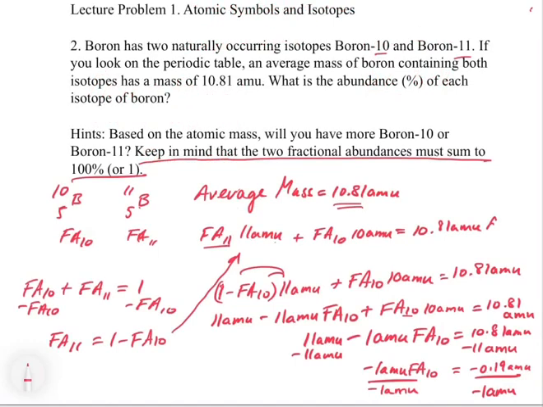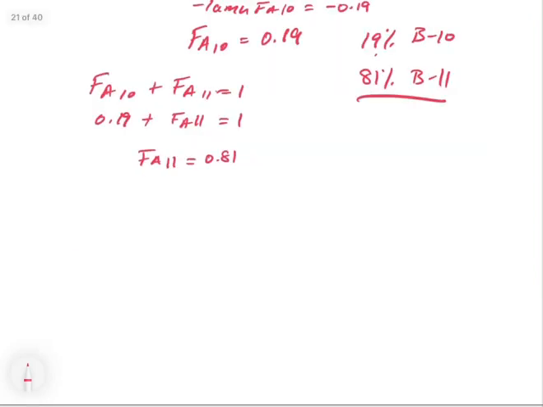The important thing is you have to set up these two simultaneous equations. This equation allows you to set up all of the information about the masses and the average mass. And then we have this other one, which is the fact that the two fractional abundances must sum to 100%. And then with that, we can get the fractional abundances for the two isotopes.